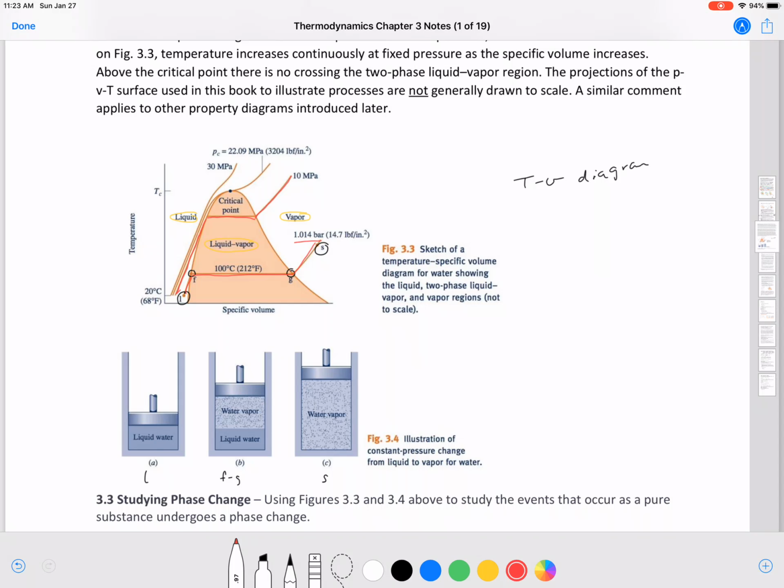The critical temperature for water is 374.14 degrees Celsius, and the critical pressure is 220.9 bar. 220.9 bar is 22.09 megapascals. So this is the critical point, and the critical pressure of our diagram.